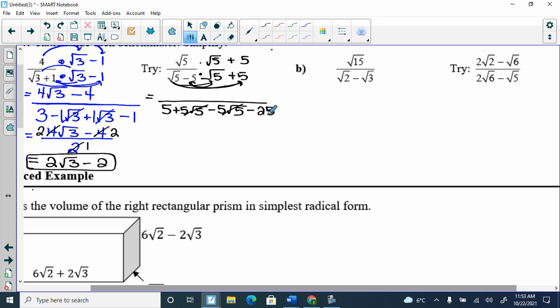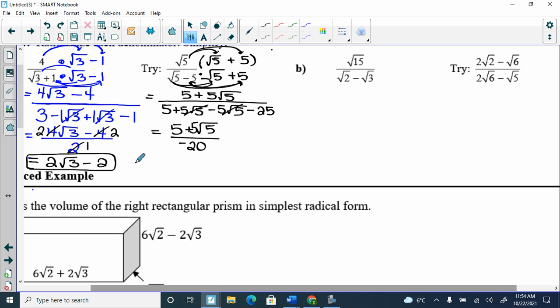And then on the top, we distribute. Root 5 times root 5 is 5. Root 5 times 5 is 5 root 5. So we have 5 plus root 5. And there better not be a radical in our denominator. We oopsied. 5 minus 25 is negative 20. I left the 5 off.